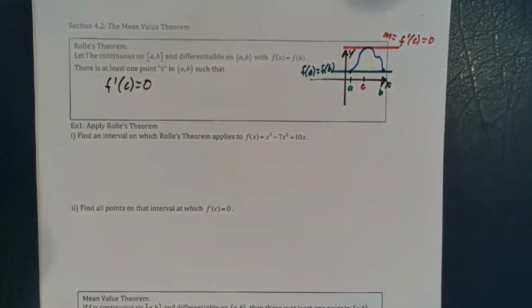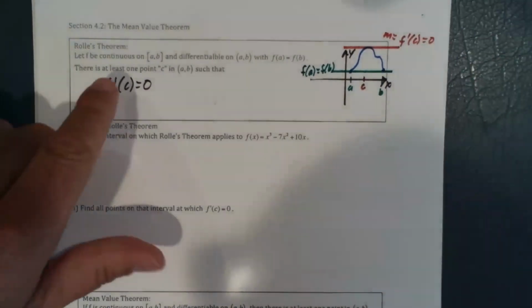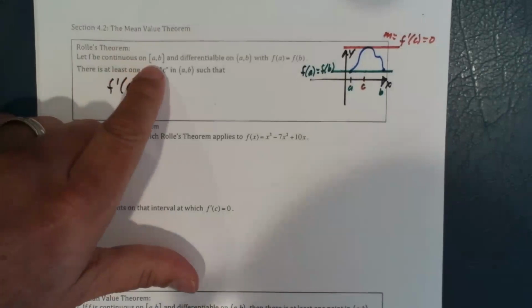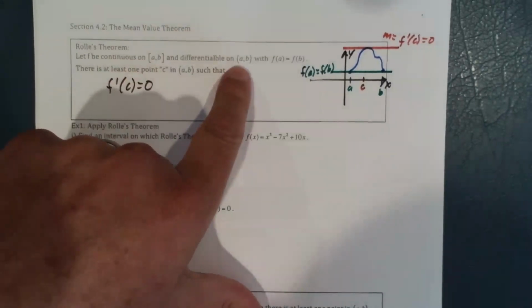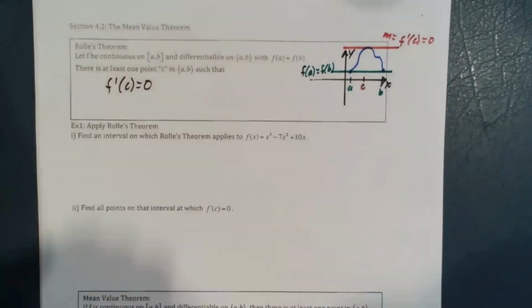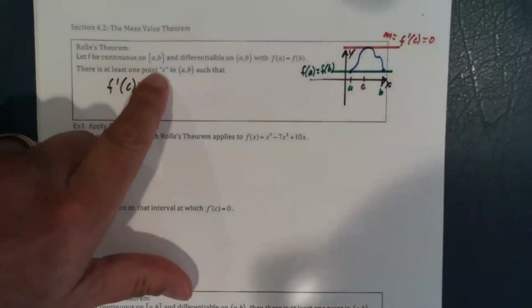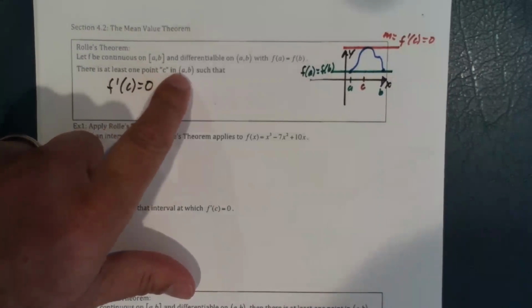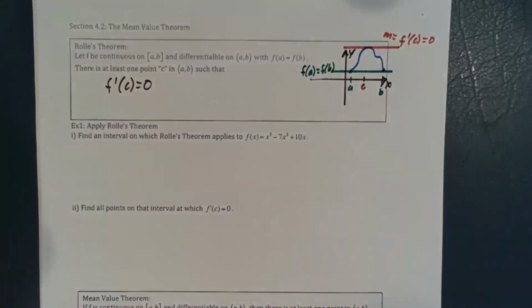And just to make sure, this is going to be C, that's between A and B. Now, the way a theorem works is you're given the if part, which are the conditions that need to be met. In this case, there are 3 conditions that need to be met so that Rolle's theorem can be applied. It has to be continuous from A to B, differentiable from A to B, and has to have f of A equal to f of B. If those 3 conditions are met, then we can conclude that there is at least one point C within that interval such that the derivative at that point is equal to 0.